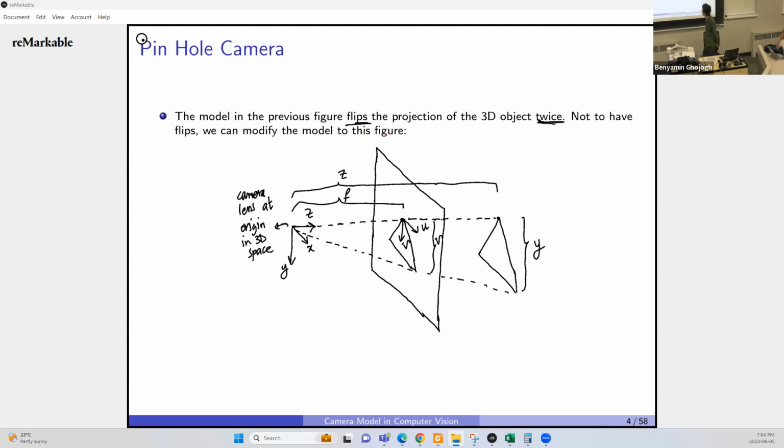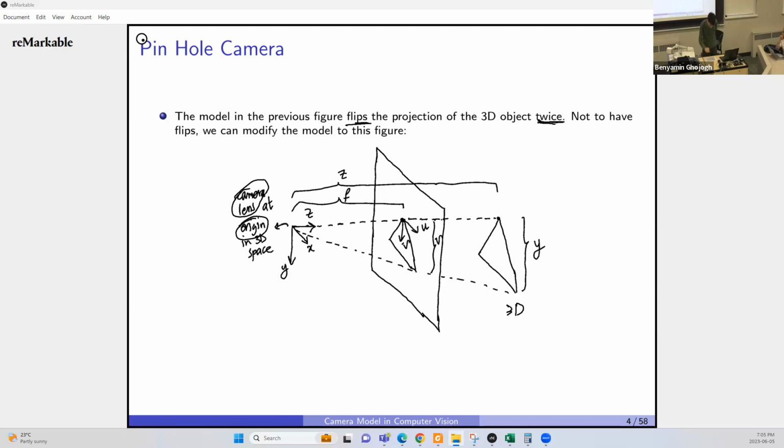Not to have flips, we can modify the model to have this figure. Let's move the 2D image from behind the lens to in front of the lens, so that it will be between the lens and the 3D object. It's similar to what is happening, but in this way we will eliminate flipping. Consider this triangle, assume it is in 3D. This is the camera lens, and let it be at the origin for now, the origin in 3D space.